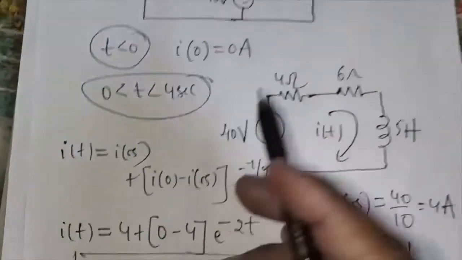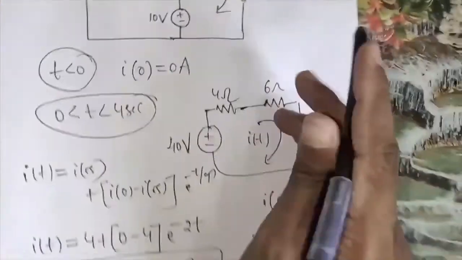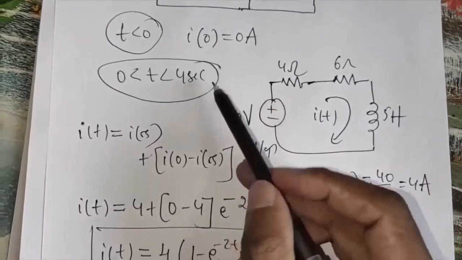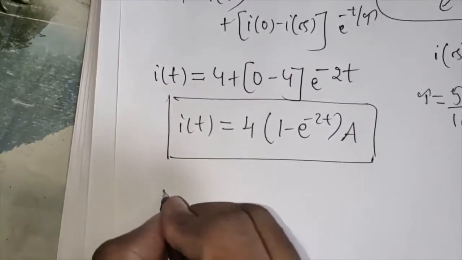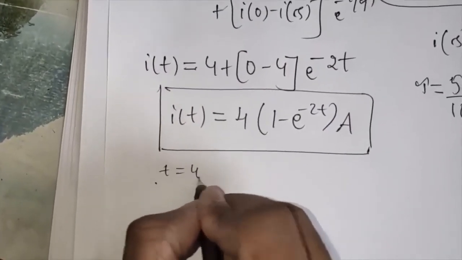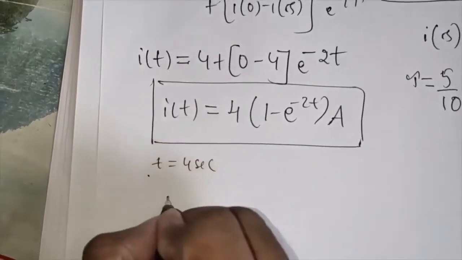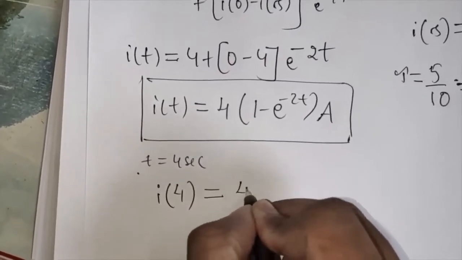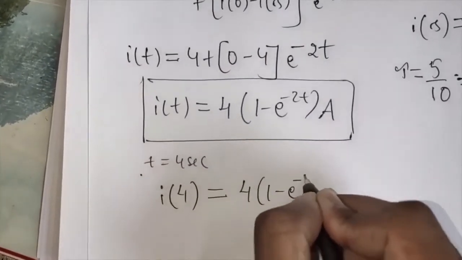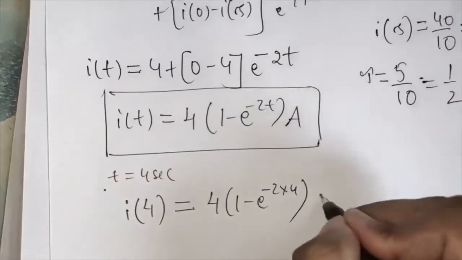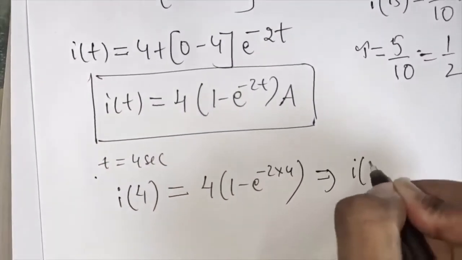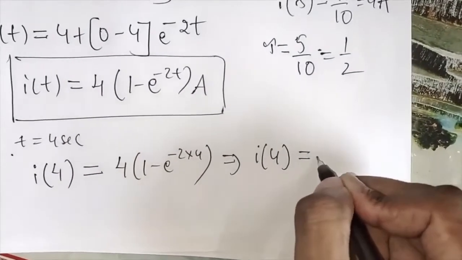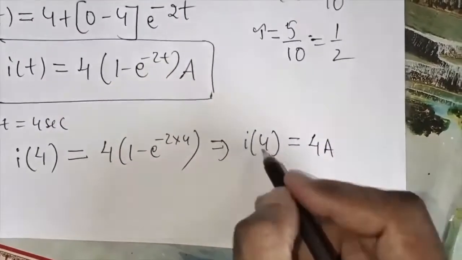So before we derive the expression for current for t greater than 4 seconds, let us substitute t is equal to 4 seconds in this above expression. So I of 4 will be nothing but 4 into 1 minus e power minus 2 into 4. So on substitution, I of 4, that is the value of current at 4 seconds, is nothing but 4 amps.